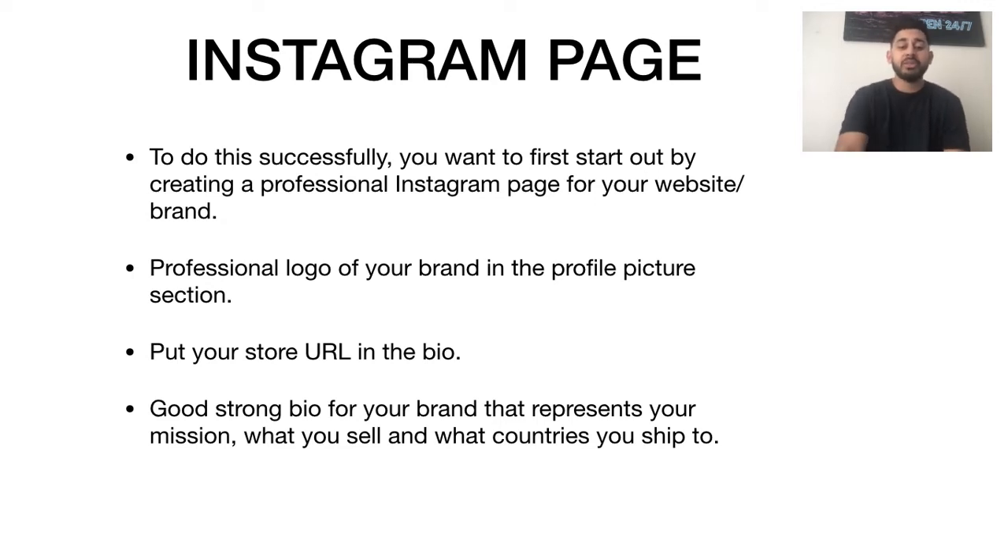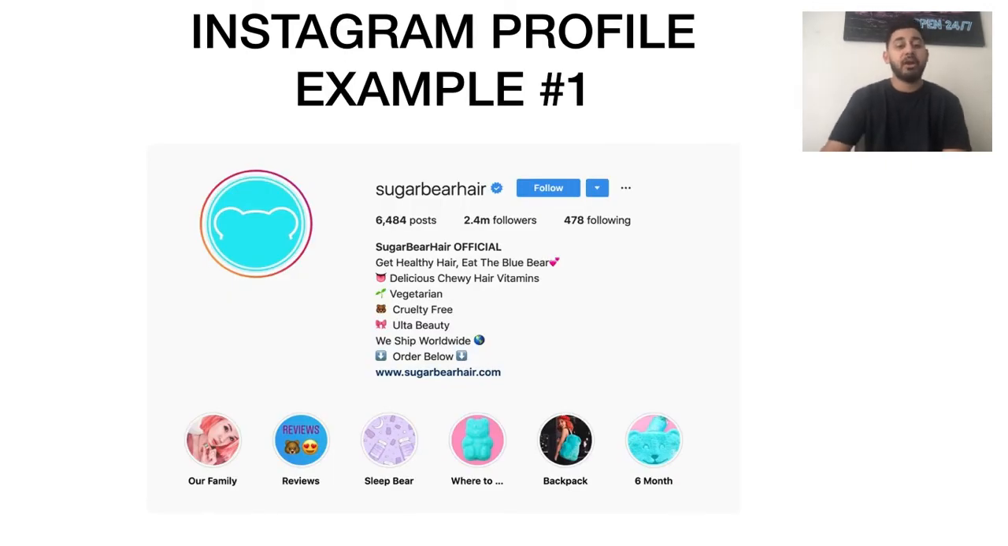Let me share the first example, which is a company called Sugar Bear Hair. You can see they've got 2.4 million followers. They're verified. They do very, very well, and they have a very successful brand. As you can see, their page is very simple when it comes to their profile image, just a beautiful image of their logo, a blue bear. And then you can see their biography. As I said, you've got to put your website link in the bio. And there is the beauty of their biography: they literally tell you exactly what they do. It says get healthy hair, eat the blue bear. Then they go down to break down more benefits about their product and brand. They say it's delicious, chewy hair vitamins, vegetarian, cruelty-free, Ulta Beauty.